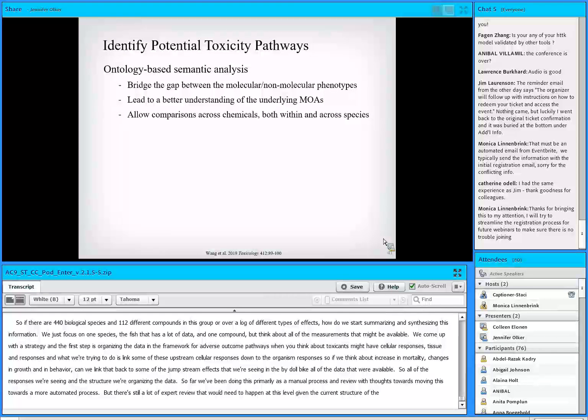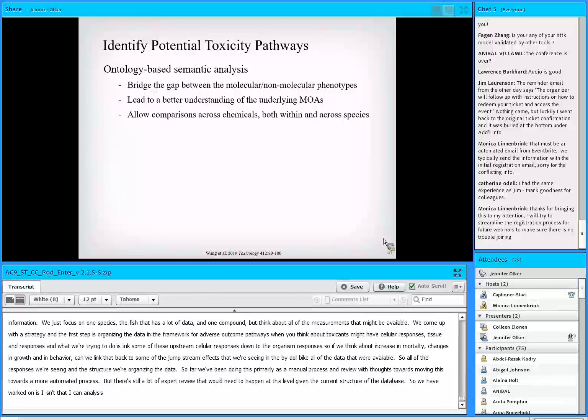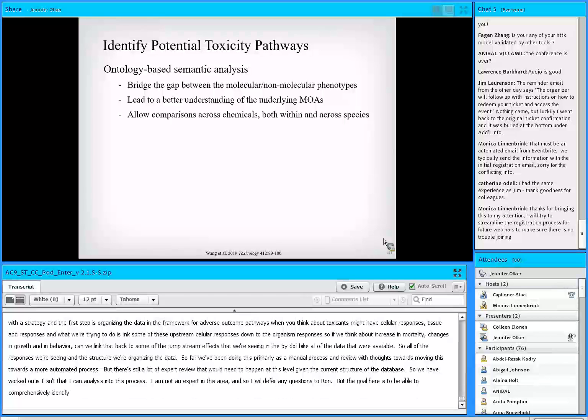So we've started working with Rongling Wang, who's done some really interesting work recently to incorporate ontology-based semantic analysis into this process. I am not an expert in this area, and so I will defer any questions to Rongling. But the goal here is to be able to comprehensively identify potential toxicity pathways. And this process can help bridge the gap between the molecular and non-molecular phenotypes and lead to better understanding of the underlying modes of actions, while also allowing comparisons across chemicals and within and across species.